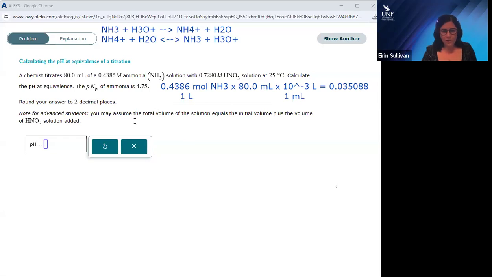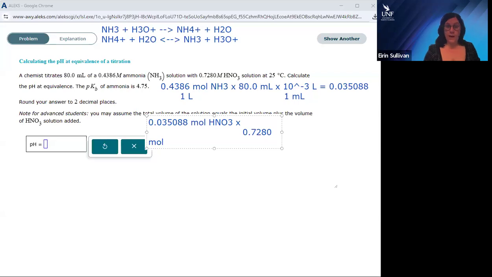So if we have the same number of moles of, in this case, the nitric acid, and we know the concentration of the nitric acid, we can work out the volume of the nitric acid. 0.035088 moles of HNO3. Again, use that concentration as a unit conversion factor, right? So we've got 0.7280 molarity. That means there's 0.7280 moles of nitric acid per 1 liter.